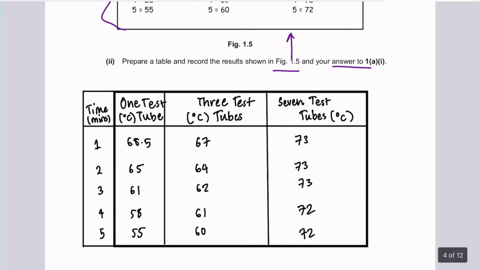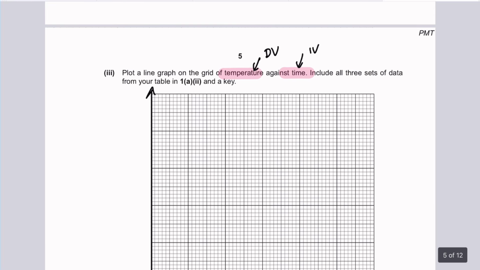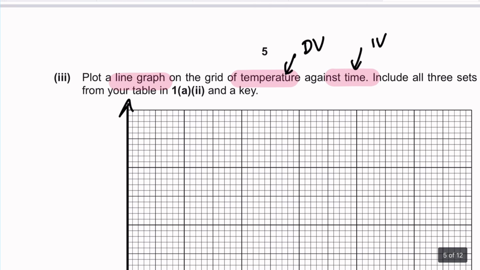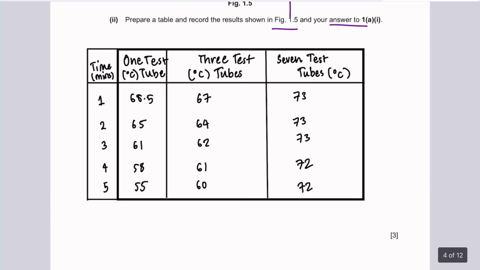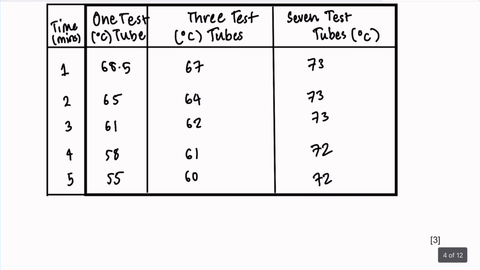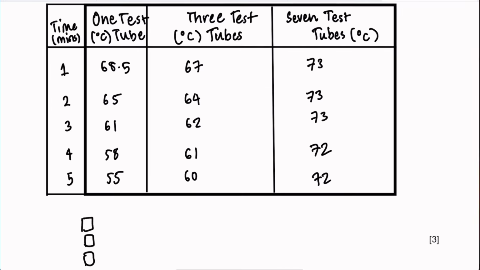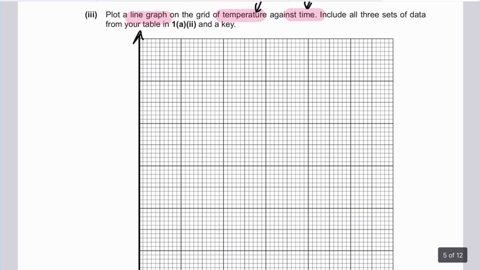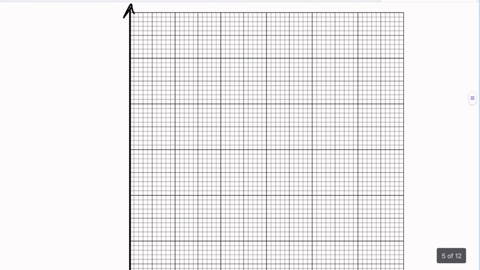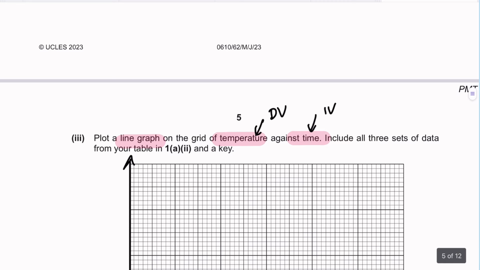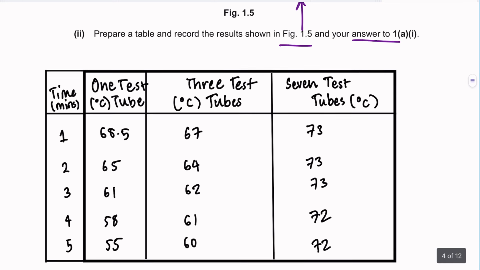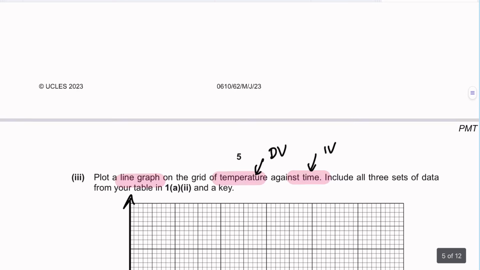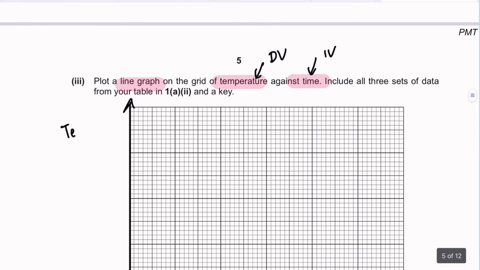So temperature versus time, and it's a line graph, and essentially there are 3 different sketches that need to be made. So you need to have some sort of a grid looking like this. We have 3 different things, one representative of the first test tube, 3 test tubes, and 7 test tubes. Okay, 1 minute, 2 minutes. So this is DRY MIX, right? Dependent variable is what we're measuring, and that is the temperature of each test tube.